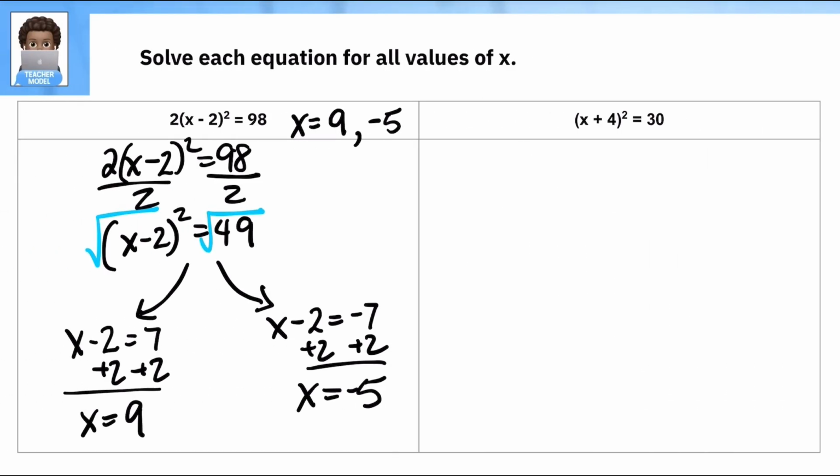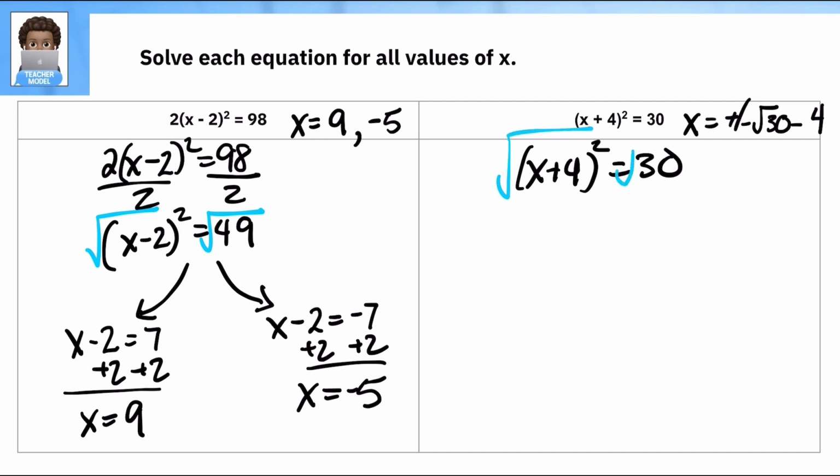Okay, this one was more challenging. x is equal to plus or minus the square root of 30 minus 4. All right, let's actually check this one out together and just do it so you can see how we derived this answer. So we know the first step is to find, in this case, the square root. And that leaves us with 2 different pathways.